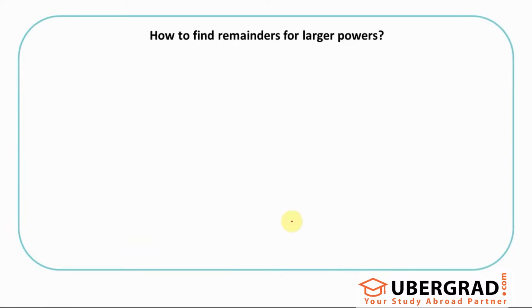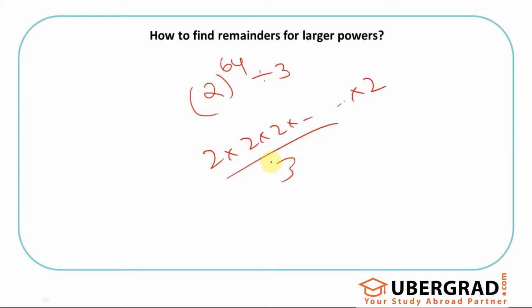So let's talk about finding the powers for the bigger ones. What do I mean by that? What if I see a question like 2 power 64 divided by 3? Obviously I can't keep doing it 64 times and then divide by 3, so the remainder is 2 into 2 into 2. Again, it'll take you a lot of time. Or maybe if I use the negative remainder, I can say it's minus 1 into minus 1 into minus 1, and so on up to 64 times.